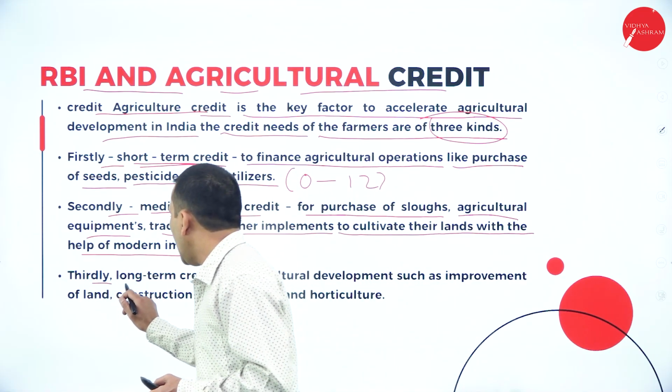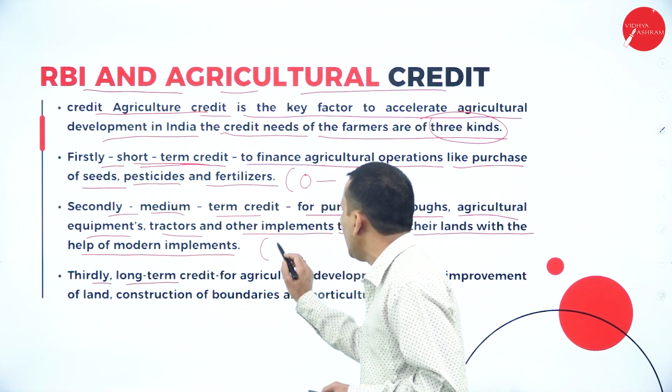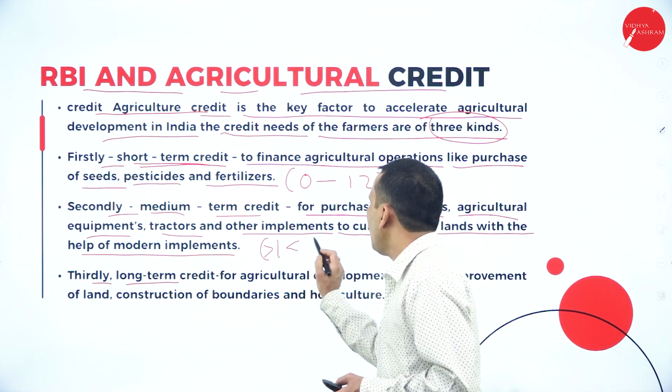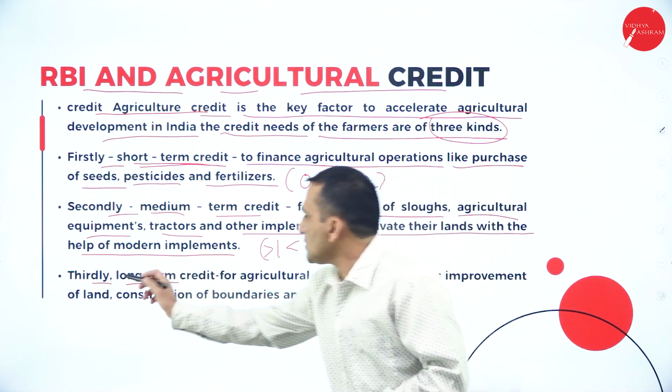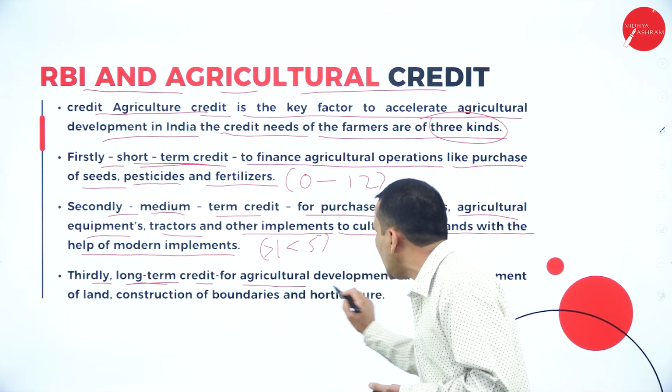And thirdly, long term. Here the term is given as more than 1 year and less than 5 years. And of course, the third one is long-term credit for agriculture development.